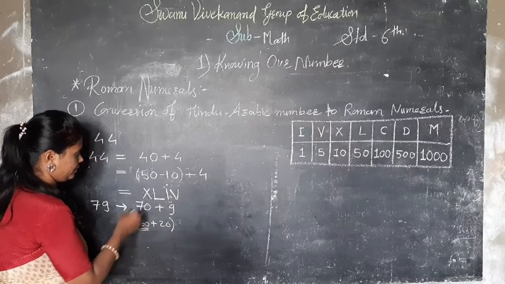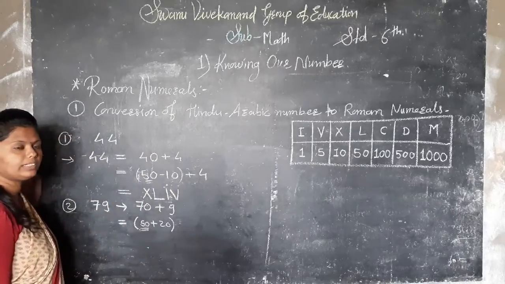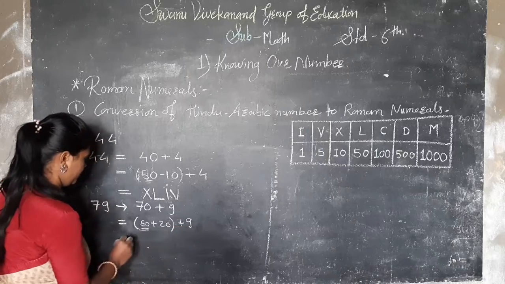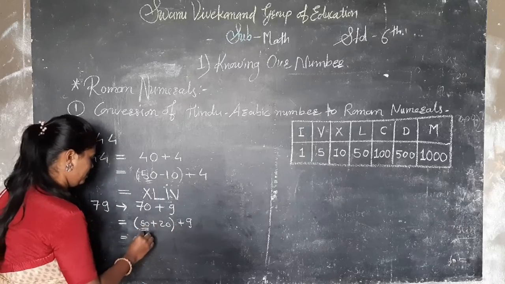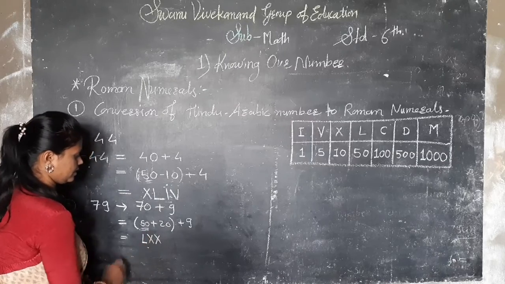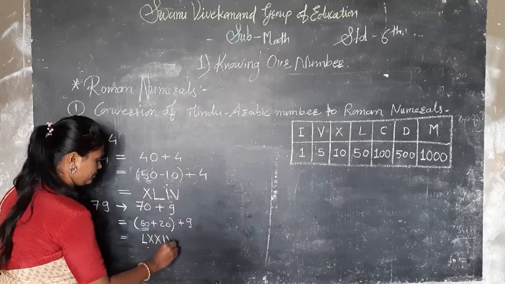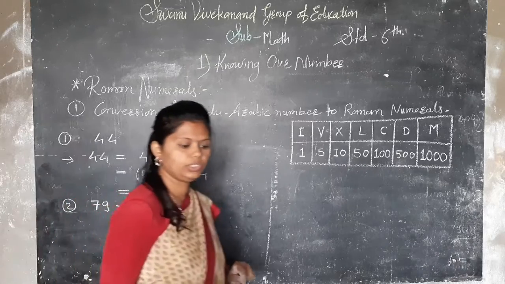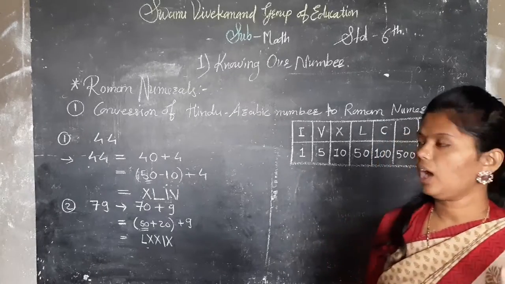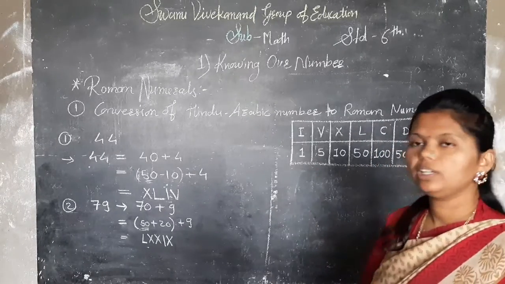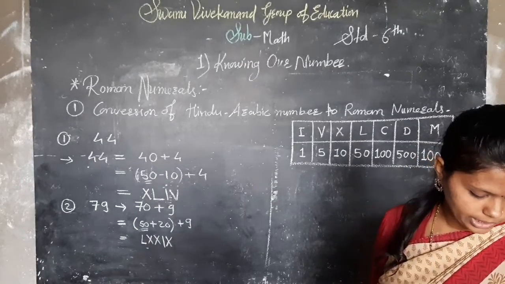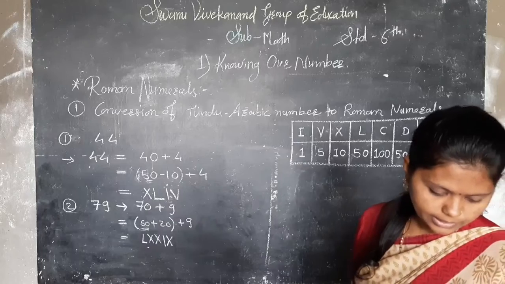With the 50, because that symbol is higher, which is near to the 70. So plus 9. Now 50 plus 20: 50 means L, for 20, XX, and 9, IX. Isn't it? So this is for the 79. Hope you understand how we convert Hindu-Arabic numbers into Roman numerals. One more example that we will take here from your exercise.